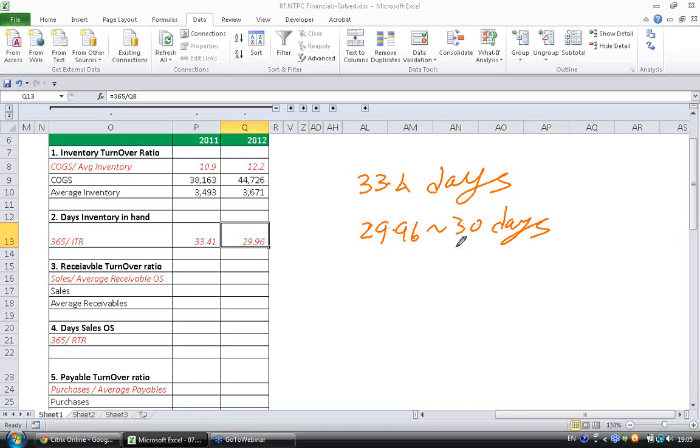As we discussed in the beginning, the lower the inventory, the better it is, right? Because you do not want your money to be blocked in the system. You want to have little inventory and produce more goods. So if you have only 30 days of inventory compared to 33 days of inventory, then your efficiency is improving. Seeing this number, you can say that they are maintaining lesser inventory and hence they are becoming more efficient. This is how you have to look at and interpret days inventory in hand.